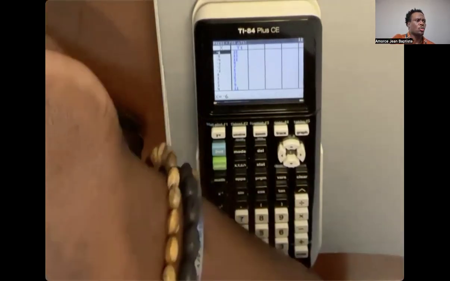Now let's go back to our screen so we can continue the problem and place the values that we just found in the calculator.